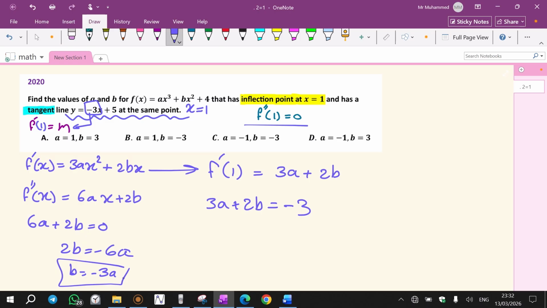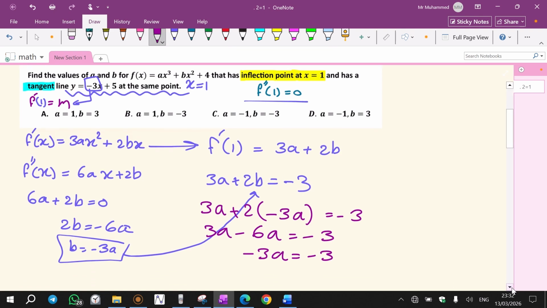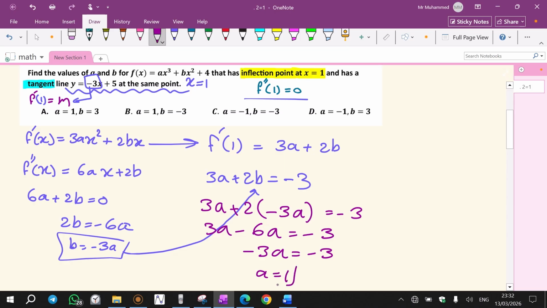Now put this value of b here. We're going to have 3a plus 2 times -3a equal to -3. So 3a minus 6a equals -3, so -3a equals -3, and a equals 1.